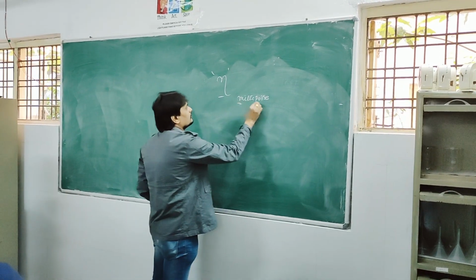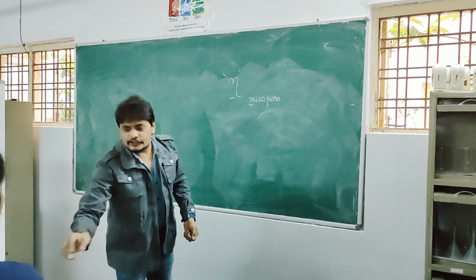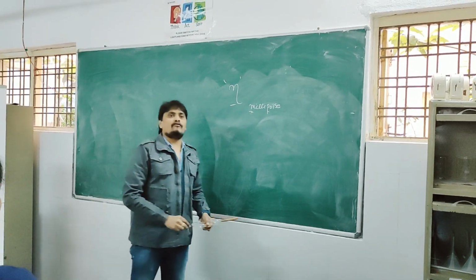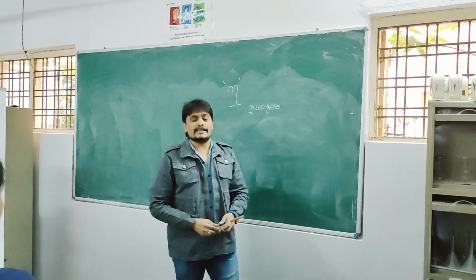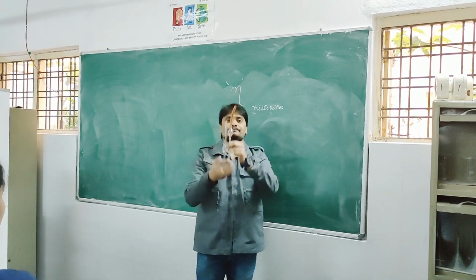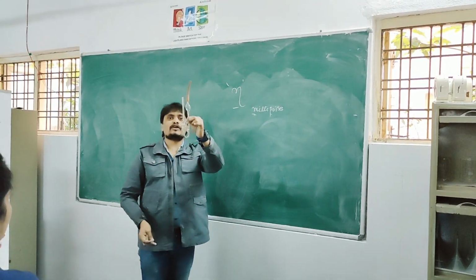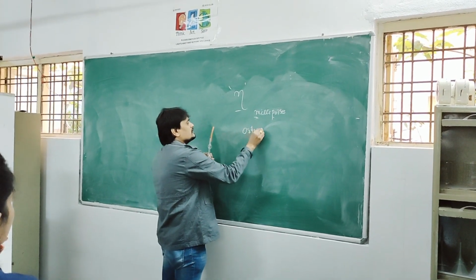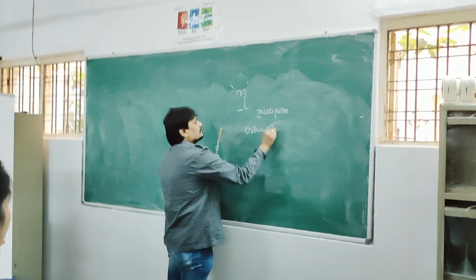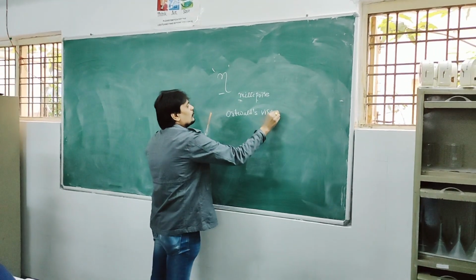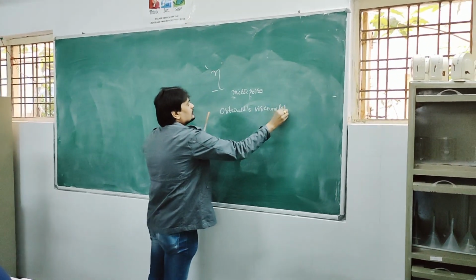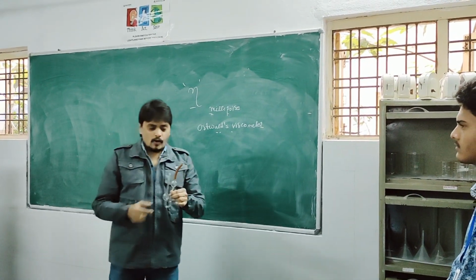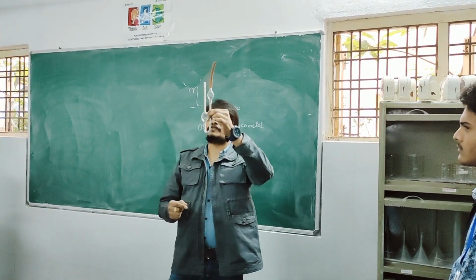The apparatus used for determining the viscosity of the unknown liquid is Ostwald's viscometer. This is Ostwald's viscometer. Now I am going to describe it.